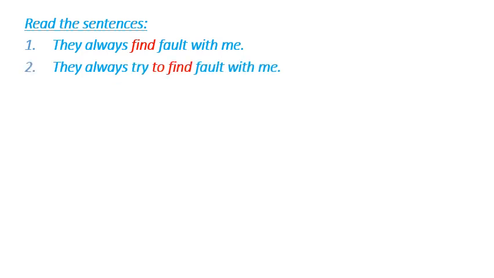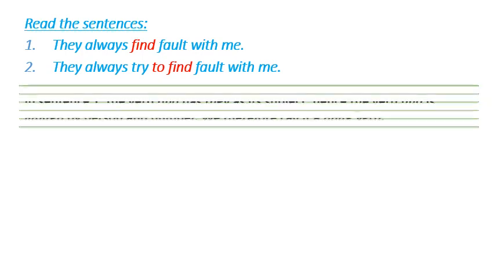So now let's compare the examples of finite and non-finite verbs to see the differences. Read the sentences carefully and try to find out the difference. Number 1, they always find fault with me. This is the example of a finite verb. Number 2, they always try to find fault with me. This is the example of a non-finite verb.